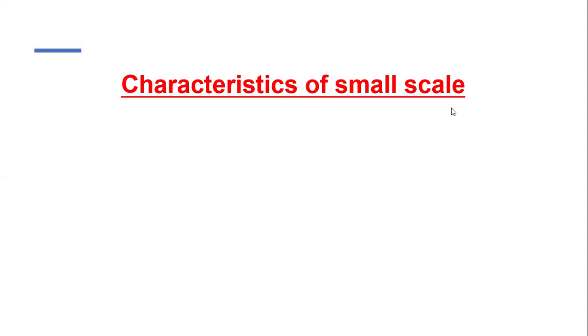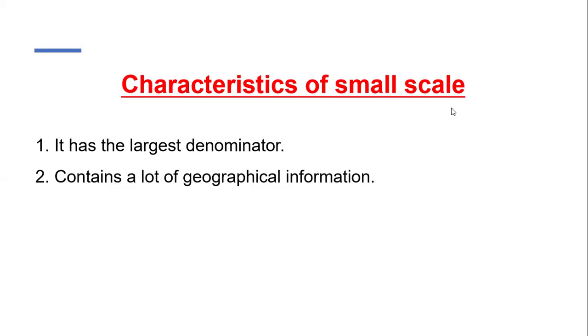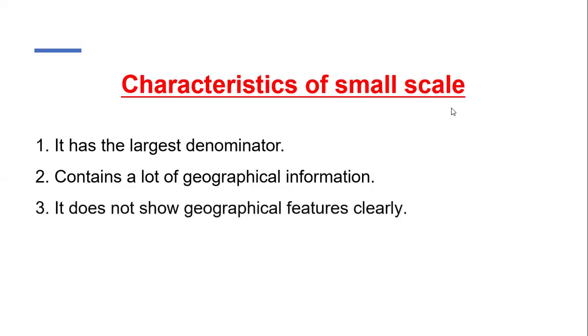The characteristics of the small scale include the following. It has the largest denominators. We're talking about the bottom numbers, which are the largest because they show the huge area covered within this kind of scale. And it contains a lot of geographical information, since a huge area is presented on a given map. The third one is that it does not show geographical features clearly, since there are many various features shown. So the geographical features cannot be seen as clearly as when you are using the large scale within a small area.